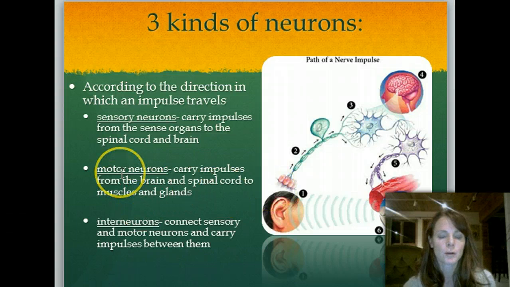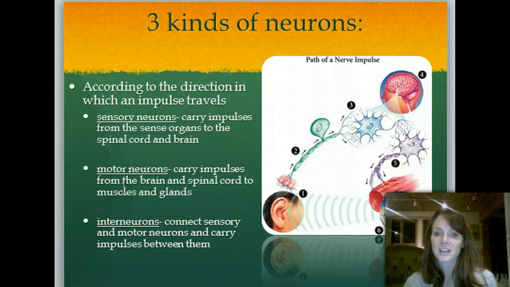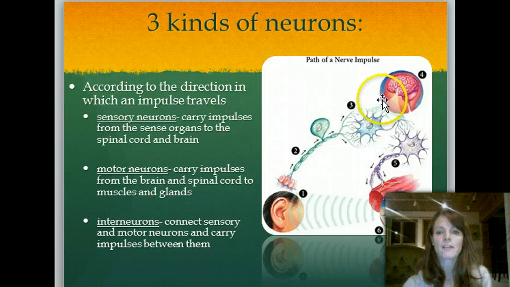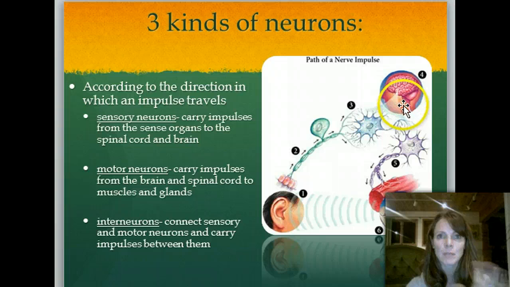All right, then you have a motor neuron, okay? A motor neuron carries impulses from the brain and spinal cord to muscles and glands. So then I'll talk about what happens in between, but basically this is a motor neuron. It carries an impulse from the brain that then affects either a muscle or a gland, okay? Let me talk about an interneuron, and then I'll come back to this picture and explain everything. The interneuron connects that sensory and the motor neuron, okay, and carries that impulse in between them. So in the brain, you have the interneurons that basically interpret the message coming from the sensory neuron, and then also send an impulse to this motor neuron. So it's the kind of the in-between, okay?